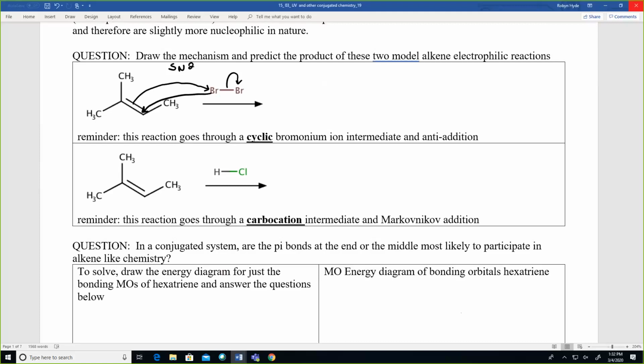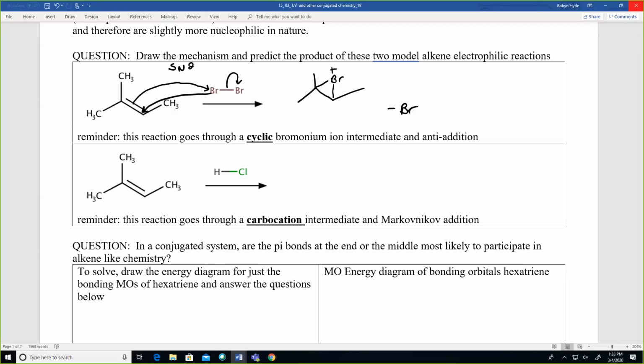And then what does that intermediate look like? Yep, so I have a cyclic bromonium ion intermediate, and I kicked off that bromide as a leaving group, and it's still floating around. Is a three-membered ring stable? Lots of strain, right? And I have that positive charge on it as well. It is not stable, and so that bromide is going to attack as a nucleophile.